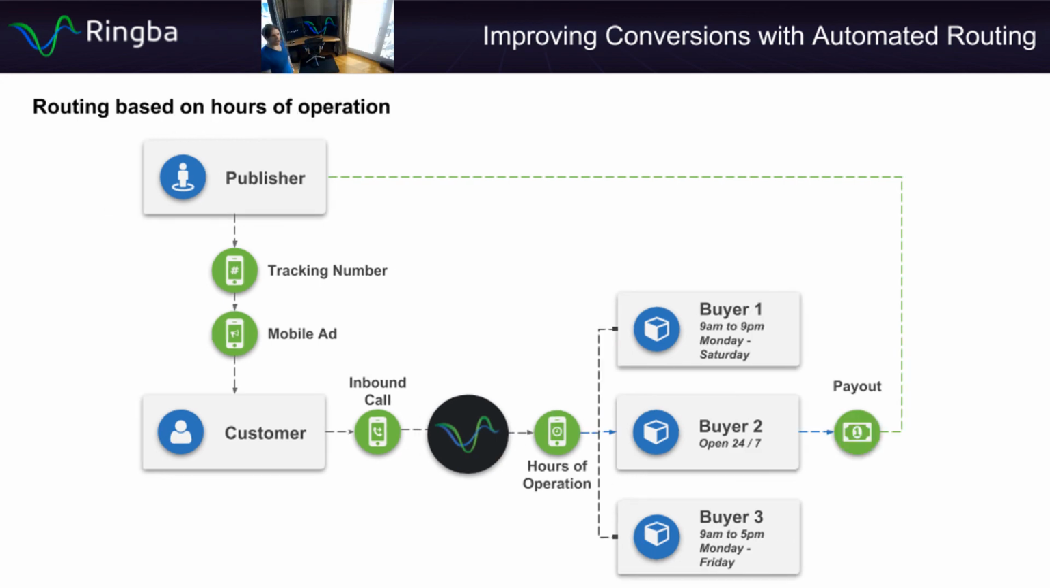All right, next, routing based on hours of operation. This is real simple, but we're going to run through it anyways. You generate your tracking number, you place it on an ad, consumer picks up the phone and calls, and Ringba takes a look at the hours of operation of all your buyers. If any of those buyers are closed, we don't send a phone call to them, because if they're closed, they're not going to answer it. They're either going to let it ring and ring and ring, or they're going to bounce it, or they are open, they're going to take the phone call and sell it, and then they're going to say, well, publisher, we're not paying for this because you sent us a phone call after 6 p.m.